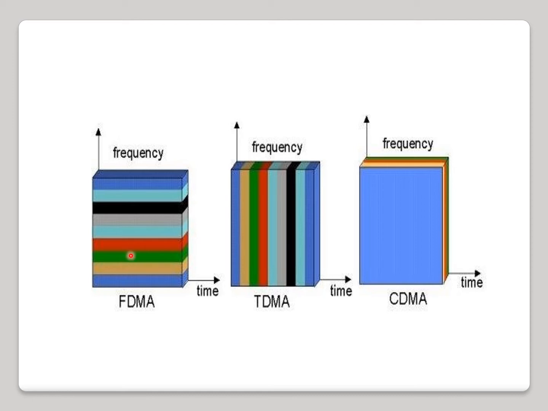User 3 can communicate with the frequency in band 3. So no other frequency can be used by these users. This is known as FDMA.